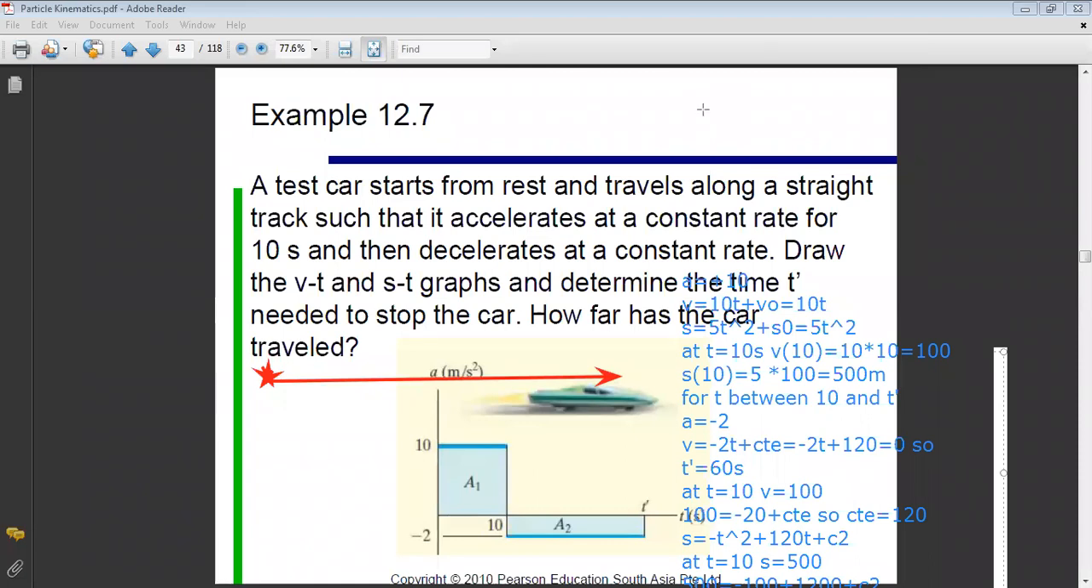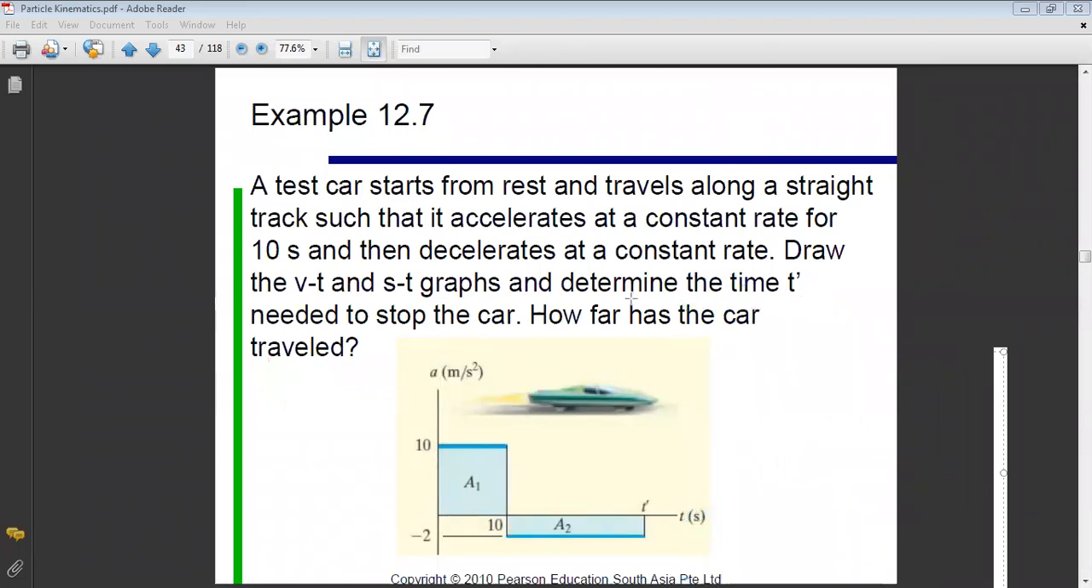Let us do now the graphical method. If I want to determine t prime graphically, let us draw together the graph of v. This is v, this is t. I can deduce the graph of v from acceleration. How to do this? First, I'm starting from rest, so my initial velocity is 0. Now I look at A. A is constant for the first phase between 0 and 10. A is constant, so V will be linear, and the slope of V will be equal to 10.